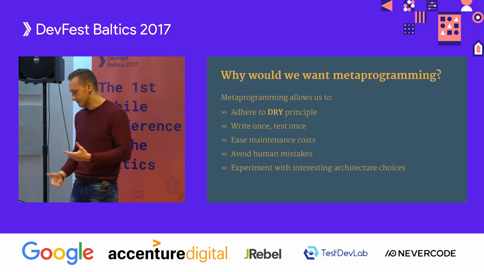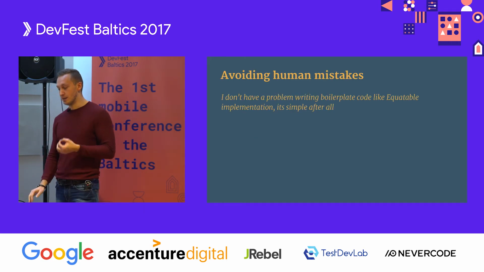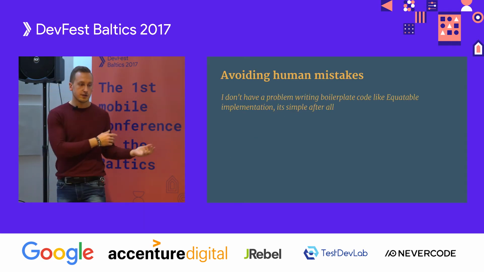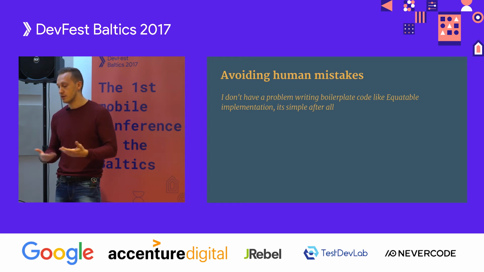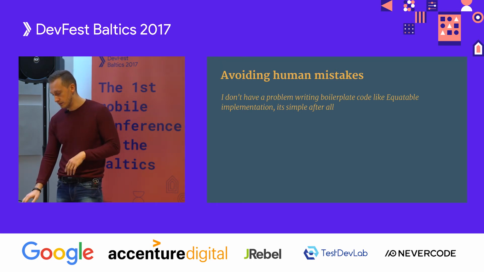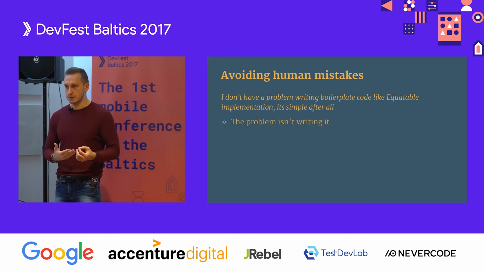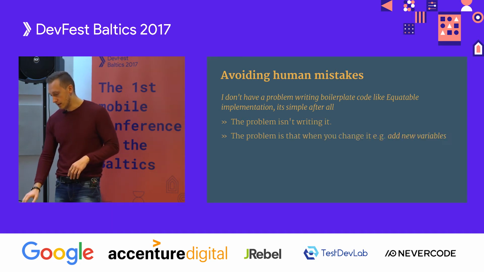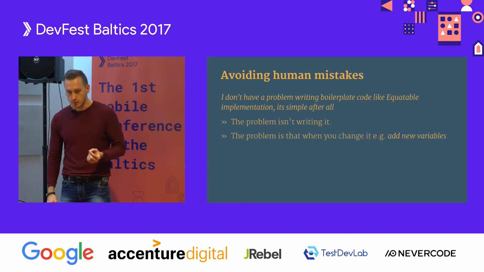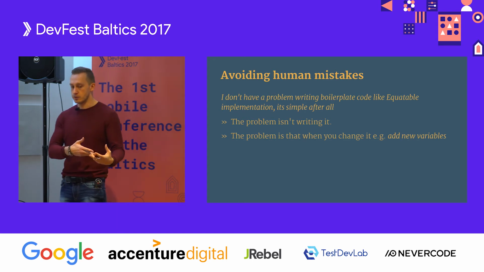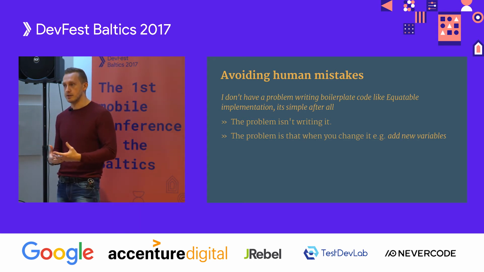So avoiding human mistakes is what I like to focus on, because implementing any of those repetitions is not a problem, right? It's very simple to do. But the problem isn't writing it. Anyone can write equality. The problem is when you change the code that also has the boilerplate. So let me give you a scenario. If we remove a variable from a structure that has equality and hashing, the compiler will tell us, well, you forgot to update this boilerplate because it's trying to access a variable that doesn't exist anymore.